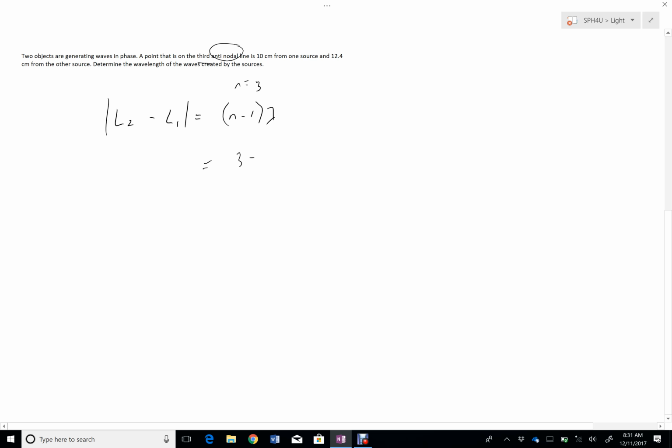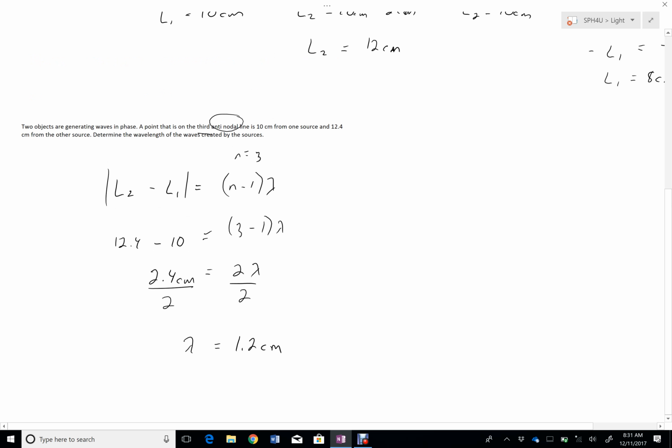So 3 minus 1 lambda is just equal to 2 lambda. And then 12.4 from one and 10 from the other. So I'll make L2 12.4 and L1 10, and that way I naturally get my positive number. Those are both in centimeters. So my wavelength then must just be 1.2 centimeters.